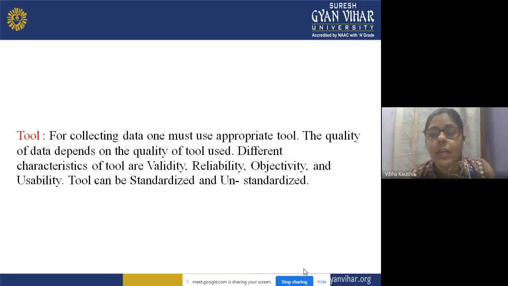Now, objectivity means it should not be biased. The results should be unbiased. And usability means the test can be used again and again.